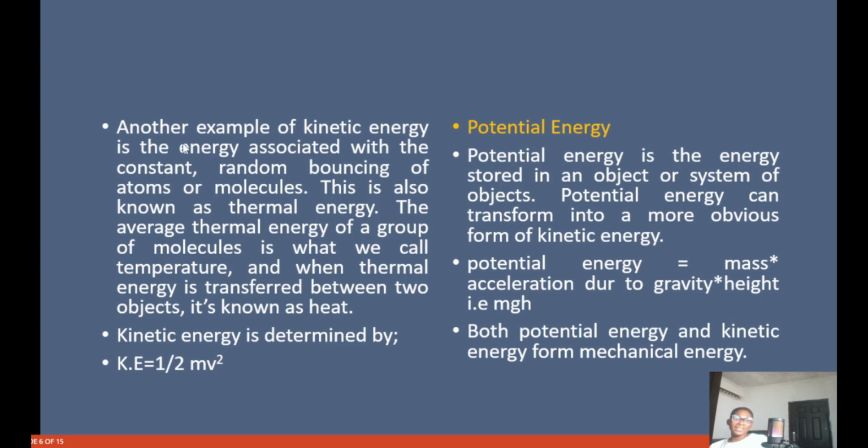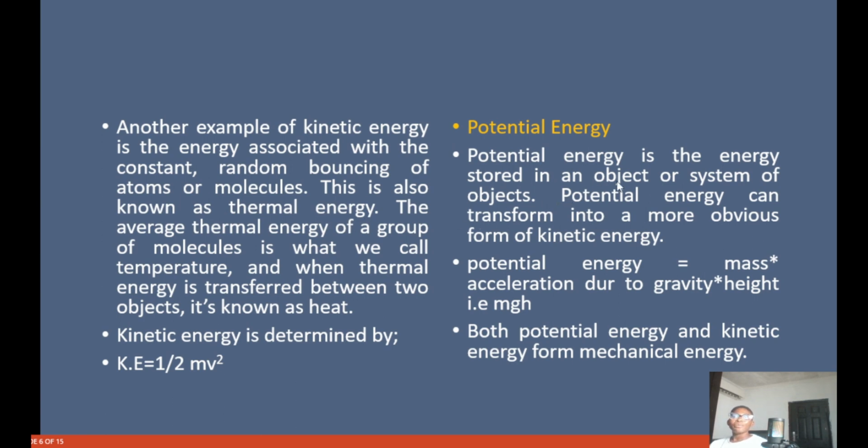Another example of kinetic energy is energy associated with the constant random bouncing of atoms or molecules. Yes, this is also known as thermal energy. The average thermal energy of a group of molecules is what we call the temperature. And when thermal energy is transferred between two objects, it is known as heat. Kinetic energy is determined by KE equals half mv squared. That's the formula to determine kinetic energy.